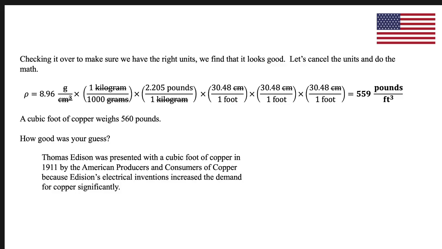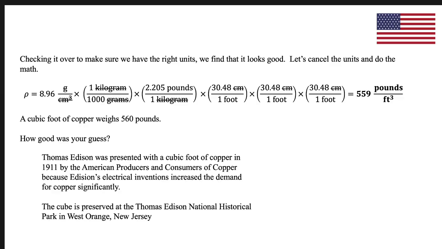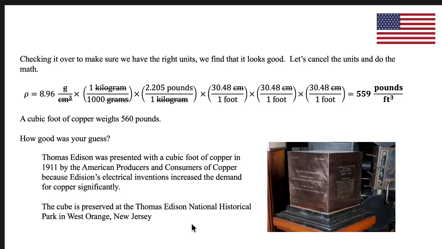Incidentally, Thomas Edison was given a cubic foot of copper in 1911 by the American producers and consumers of copper because Edison's electrical inventions increased the demand for copper significantly. So they loved him. And it's still preserved at a museum. And there it is. 1 cubic foot of copper for Thomas Edison. That's problem 14.